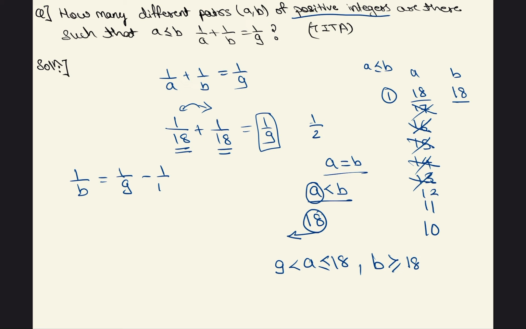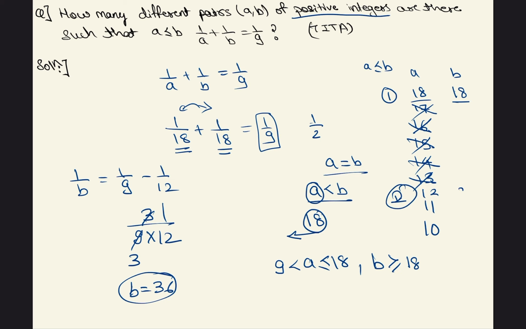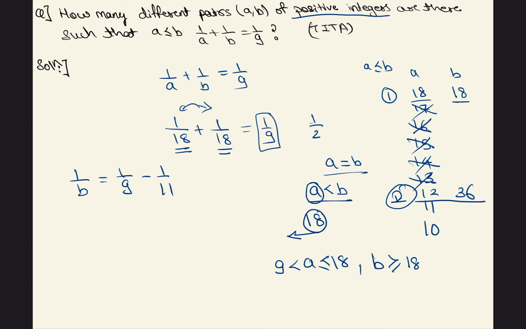Let's check for 12. 12 minus 9 is 3, and then it becomes an integer. So b becomes 36. Now that's a workable solution. We have two more cases to check. We check 11. It becomes 2 by 9 into 11, so again not an integer, so 11 cannot be the answer. Lastly, we check 10. 10 minus 9 is 1 by 9 into 10, which gives me 90.